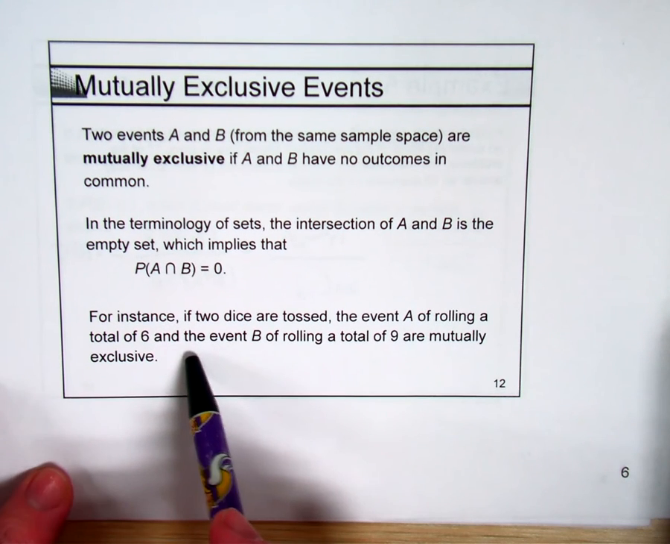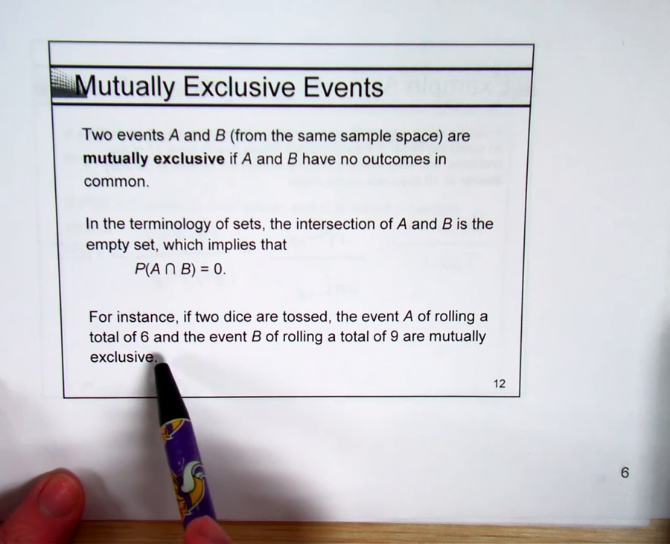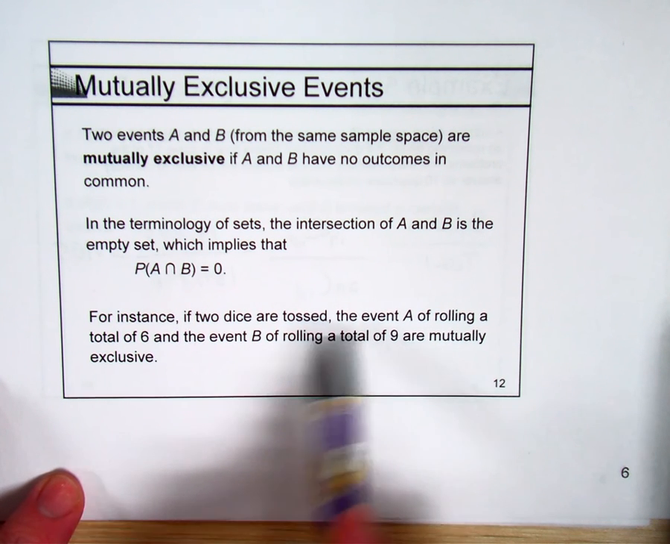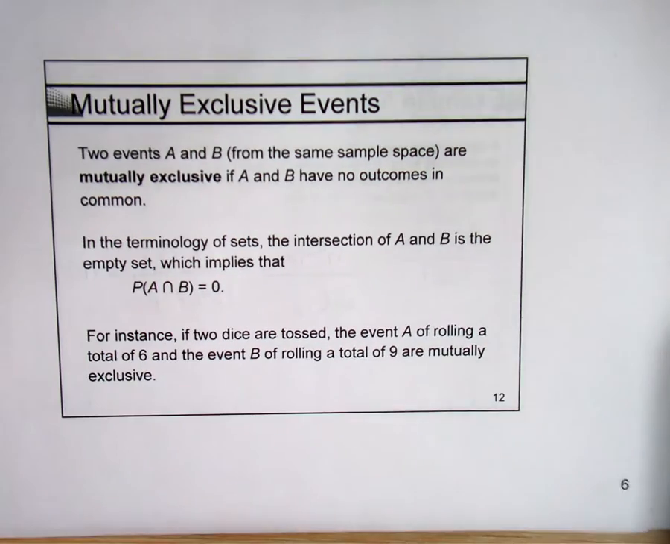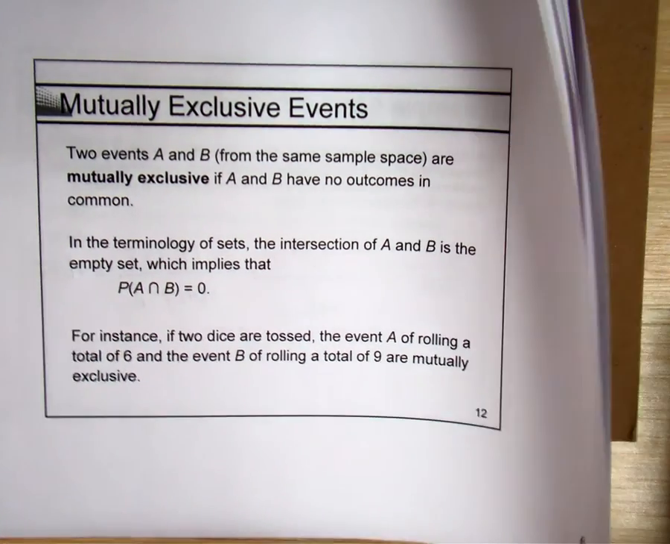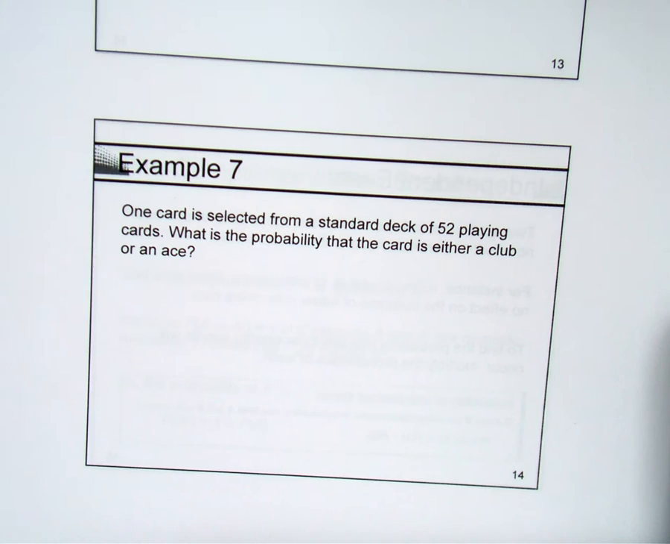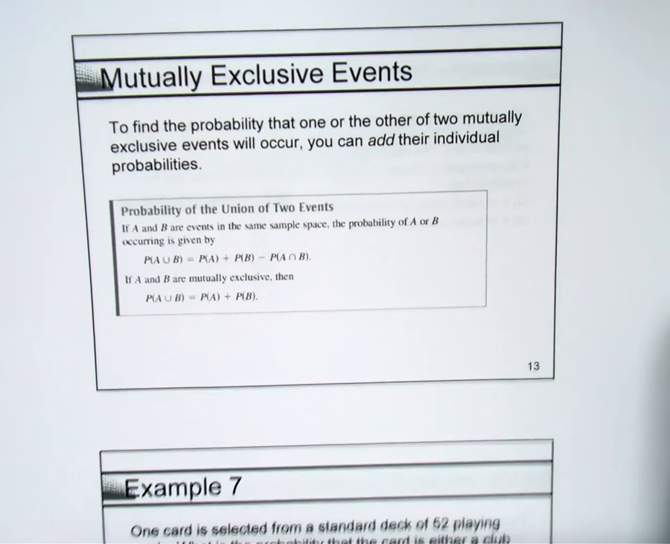For instance, if 2 dice are tossed, the event A of rolling a total of 6 and the event B of rolling a total of 9 are mutually exclusive. One does not necessarily depend upon the other. My odds of rolling a 9 do not depend on the odds of rolling a 6. Okay?